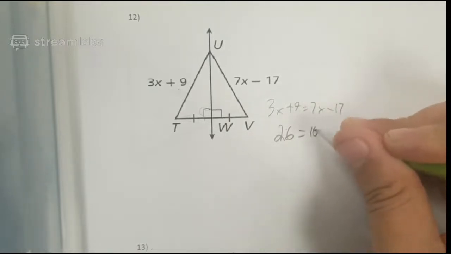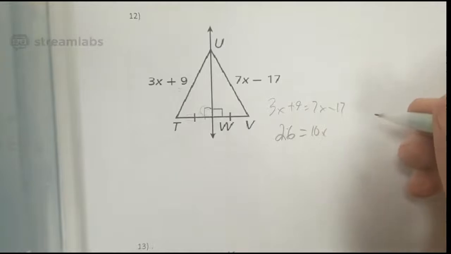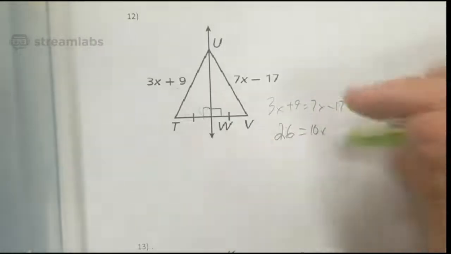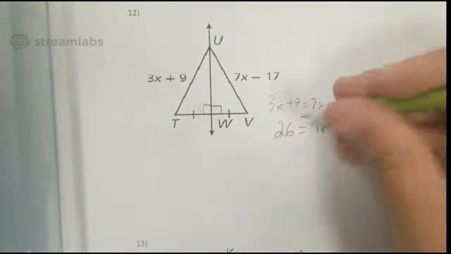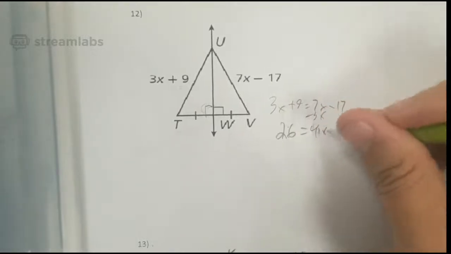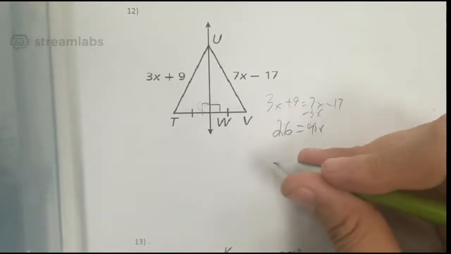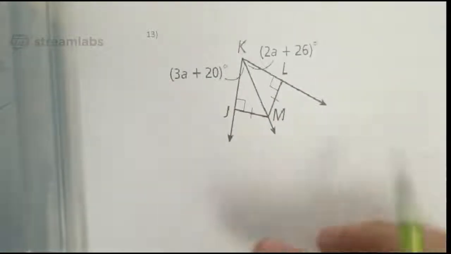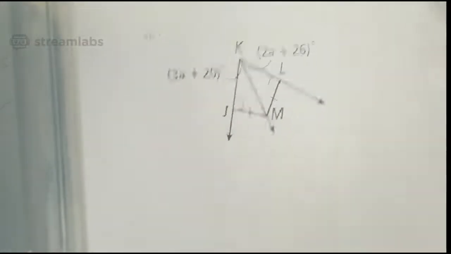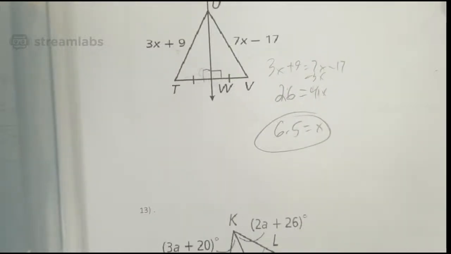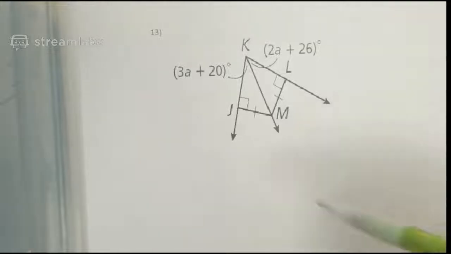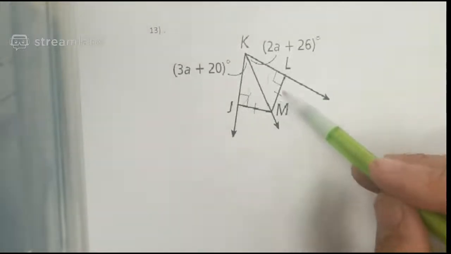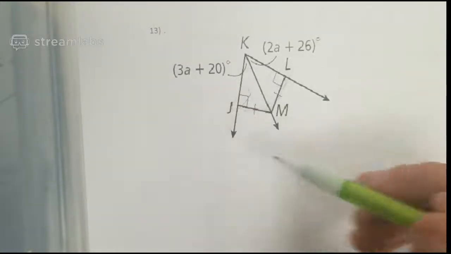equals 10x plus 7 minus 3x. Oh, I'm subtracting 3x. I'm sorry. So minus 3x. So that's 4x. Divided by 4 on both sides. That should be 6.5 equals x. And the other one, 6.5 equals x. Let me just check. 26 divided by 4. Yeah, 6.5. And then this one, because we see these two right angles and we see these two lines are equal, so we know they're equal to each other.